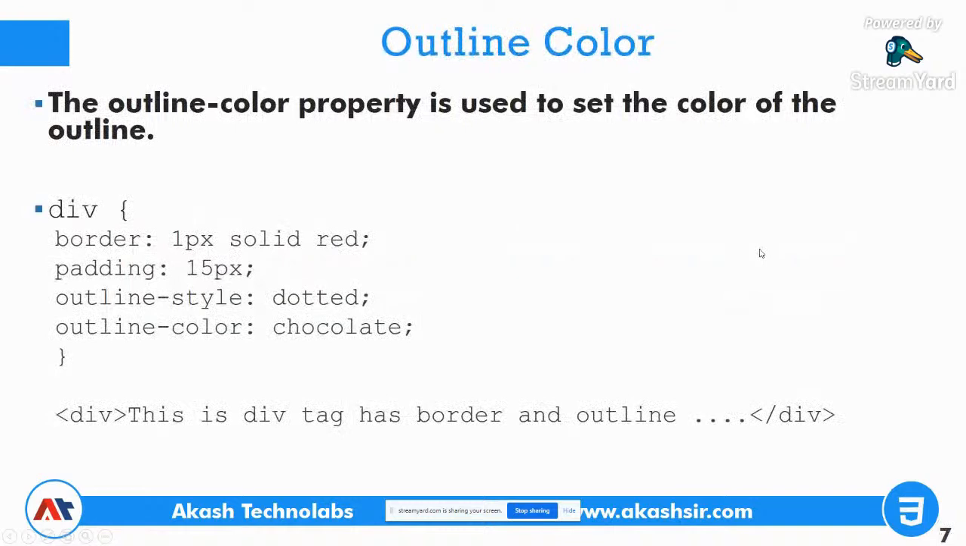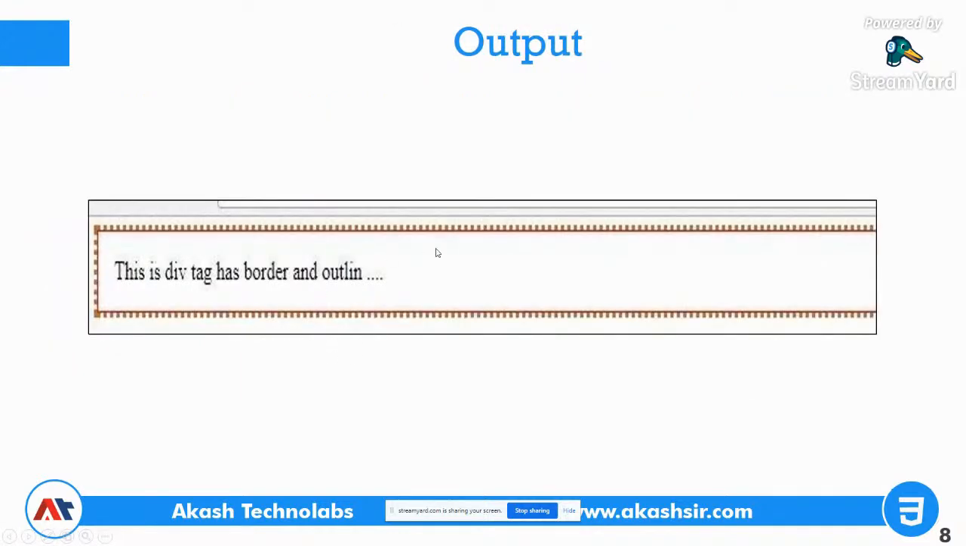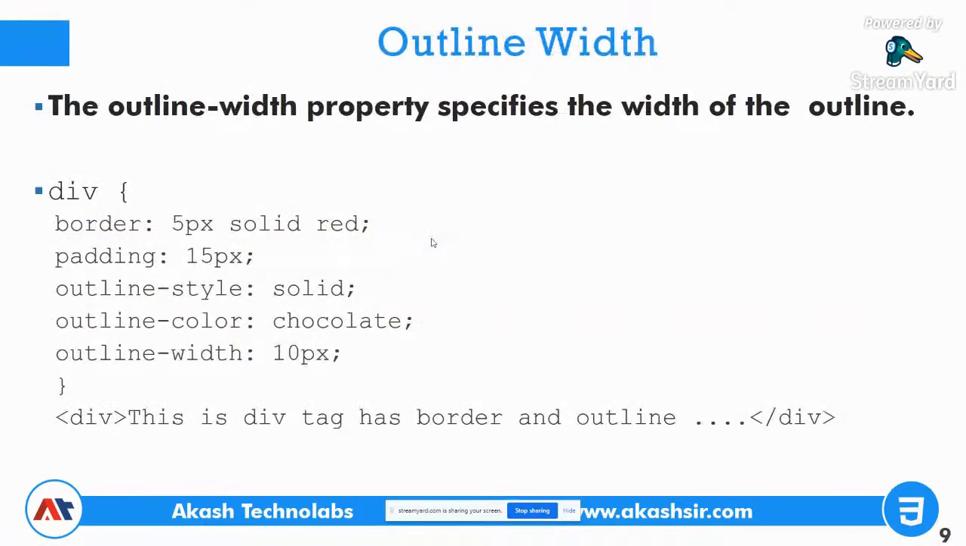Okay, next, let's say if I want to specify some colors, so I need a color. Here you can see we can specify a simple property, outline color. Chocolate, I love this color, this is a chocolate color. So you can see we can specify the property outline color. Now you can also specify the width, that is outline width.